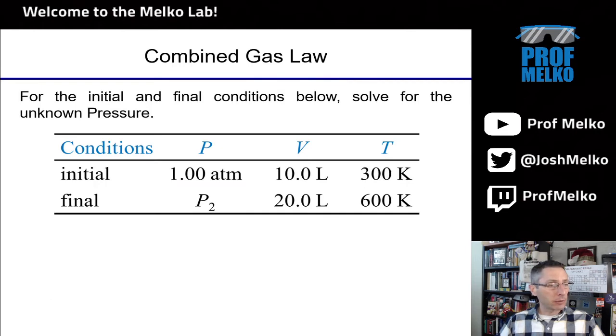So let's look at an example of a combined gas law. For the initial and final conditions below, solve for the unknown pressure. Here we have one unknown, P2, that we're going to try to solve for given these 5 other data points. Let's remember P1V1 over T1 equals P2V2 over T2. You recall that the temperature here has to be in Kelvin. It's given in Kelvin, so that's good, and we can proceed with plugging in those temperatures for our T1 and T2.